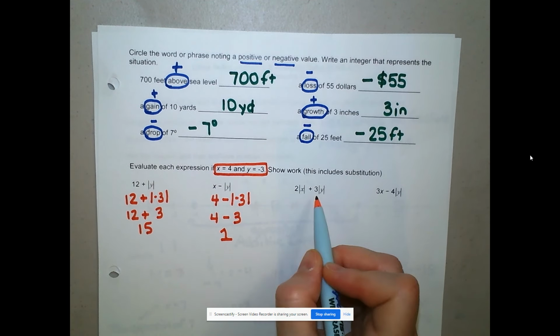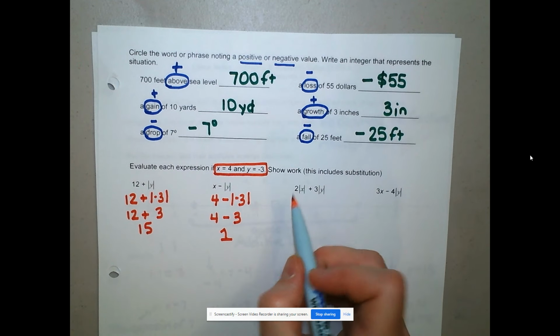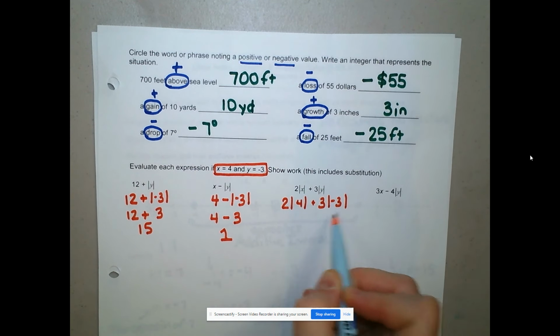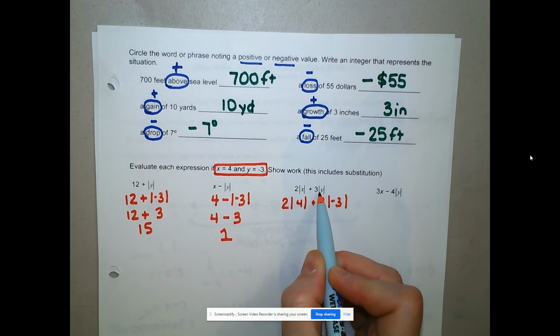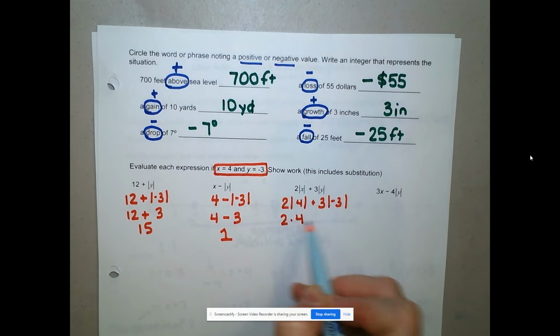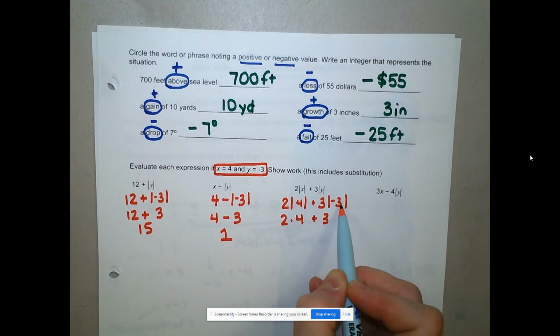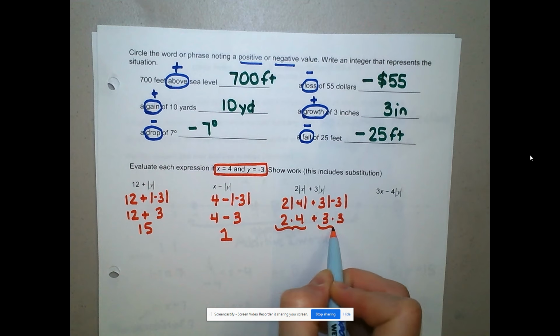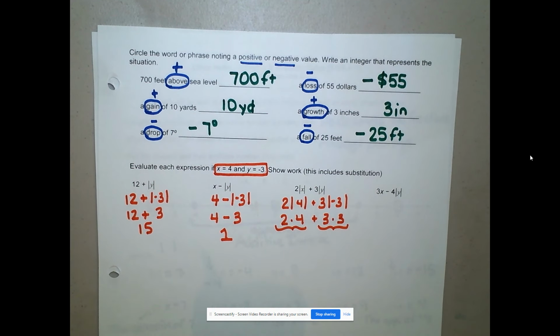This one's going to take a little bit of extra work because you'll notice this time it has more operations. 2 times the absolute value of 4 plus 3 times the absolute value of negative 3. Now, I know that's multiplication because they're bumped up against each other with no operation symbol in there. So 2 times the absolute value of 4 is 4, plus 3 times the absolute value of negative 3 is 3. Now, I can do these two multiplications in the same step because they are separated by addition. So this is going to be 8 plus 9, which is 17.